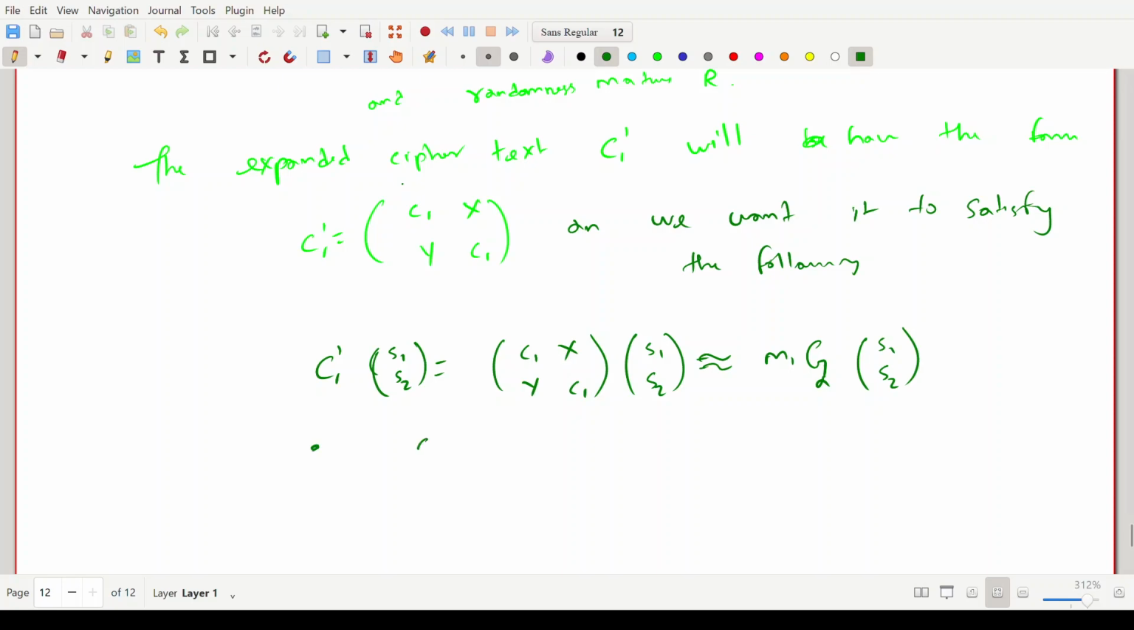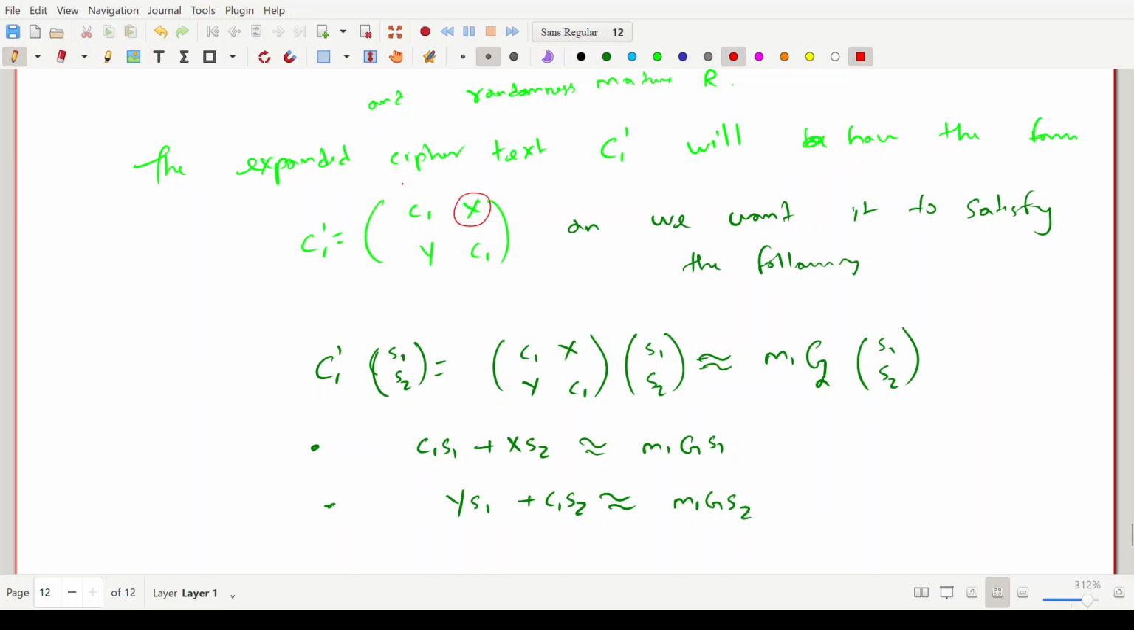Now if you compare both the left hand side and right hand side, you are having two properties. First property is C1 S1 plus X S2 should be similar to M1 G S1. Second condition is Y S1 plus C1 S2 is similar to M1 G S2. Do you observe? Now it is just the case that you have to find this x and y.